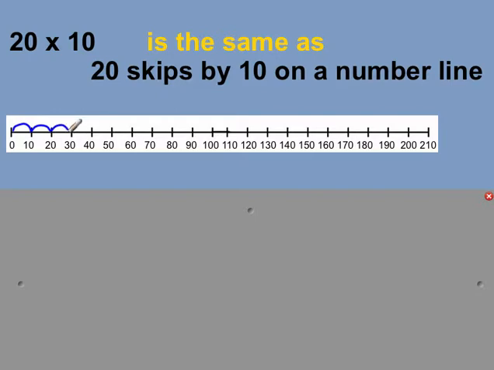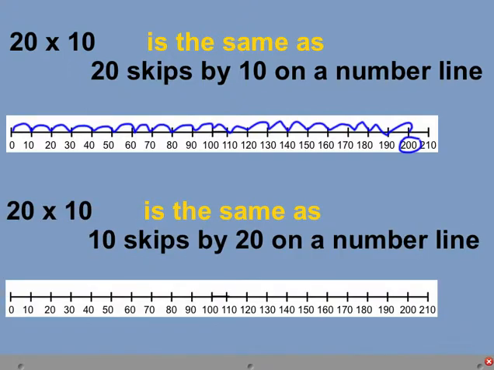1, 2, 3, 4, 5, 6, 7, 8, 9, 10, 11, 12, almost there, 13, 14, 15, 16, 17, 18, 19, 20. So 20 skips by 10 on a number line gets me 200, which interestingly enough was our answer before. You can also think of this as 10 skips by 20 on a number line.